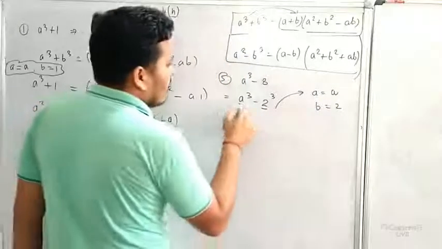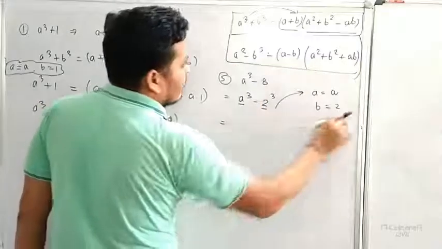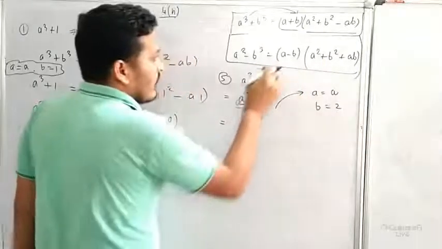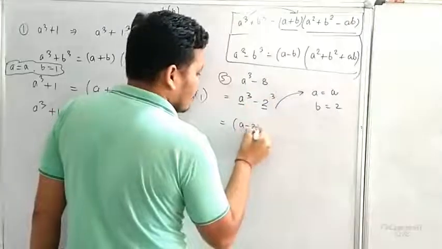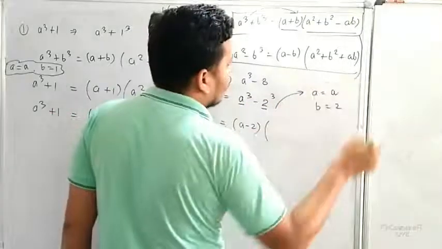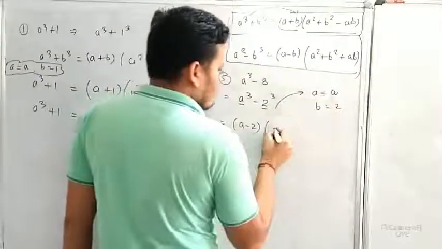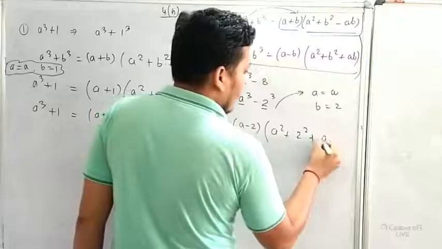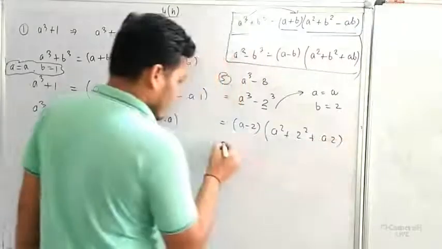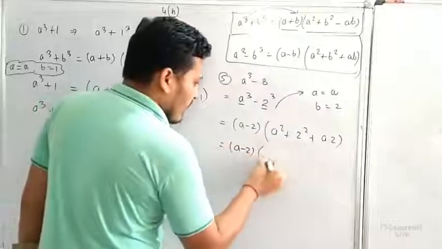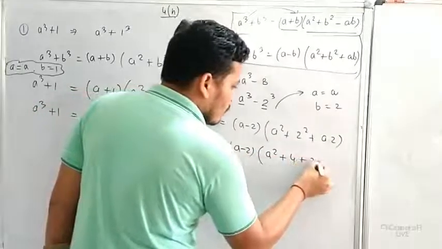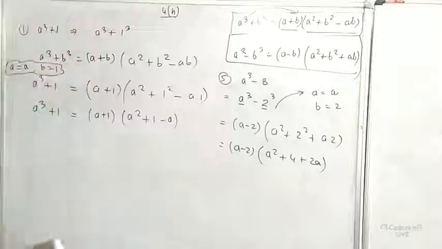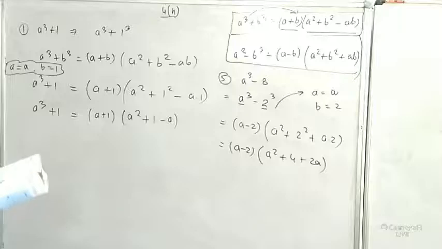So substitute the value in the formula, a cube minus b cube. First of all write the formula on the right hand side, then substitute the value. A minus b, a minus b means a minus 2. And the next part is a square plus b square plus ab. Negative sign. So a is a square, b is 2, square of 2. Then plus a into b is 2. On solving this, a minus 2 and a square plus 4 and plus 2a. This is a very simple question and you are able to solve it. There is no difficulty, you can solve it easily.